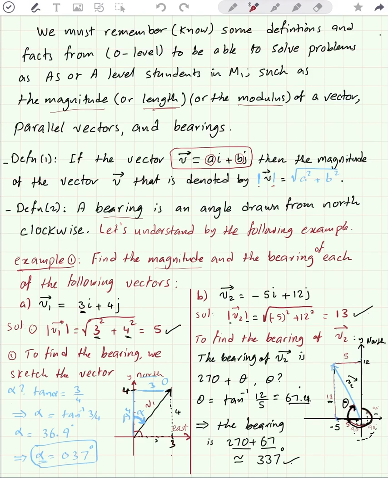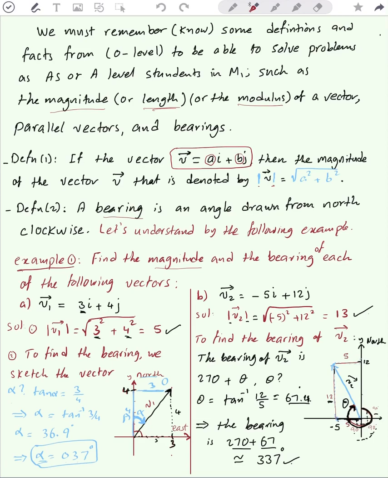The first definition we must remember: if the vector V is equal to AI plus BJ, this is mainly what we'll be using and even be asked in past paper problems or exam questions, IJ notation, AI plus BJ. Then the magnitude of the vector V, we write it in this form as shown.